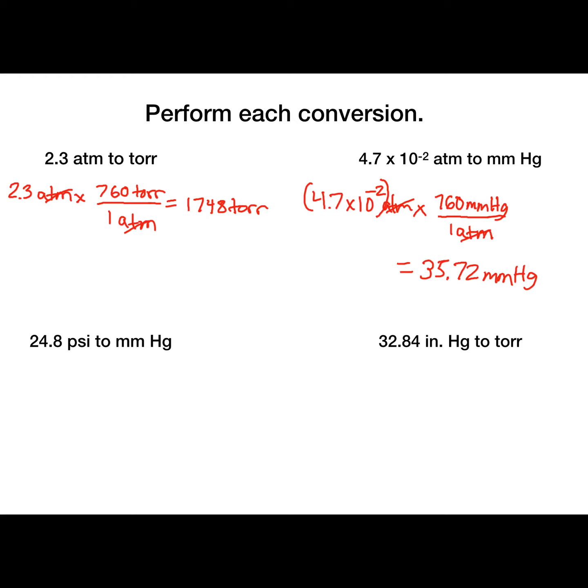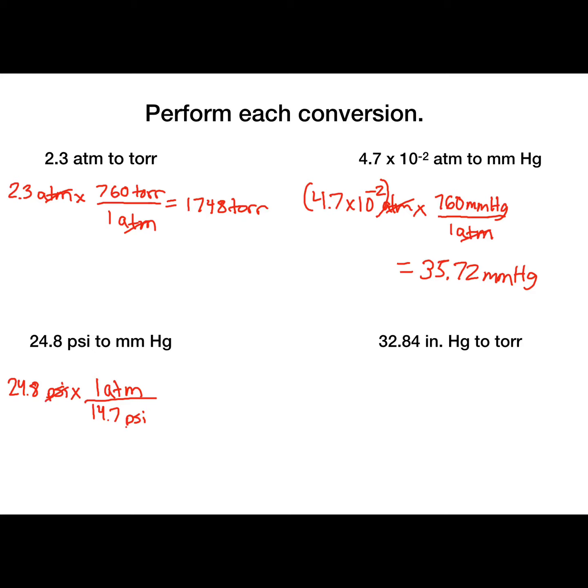Our next problem is 24.8 psi to millimeters of mercury. So same thing, we start with what we're given, which is the 24.8 psi. Now, if we look in our textbook, we can go from our PSI to ATM, then we can go from ATM to our millimeters of mercury. So in 1 ATM, there is 14.7 PSI. So 14.7 PSI goes on the bottom and 1 atmosphere on the top.